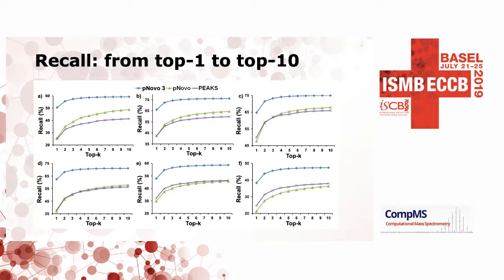It shows that the original scoring method in pNovo was less effective to distinguish between the similar peptide candidates. That's why we developed pNovo 3. As a result, the refined scoring method in pNovo 3 seems much more powerful and yielded a large difference of recall compared with pNovo and pX, especially for the top 1 results, which are more important for the real biological discoveries.